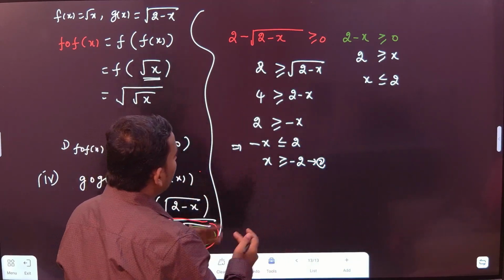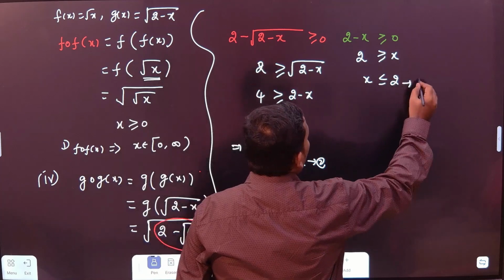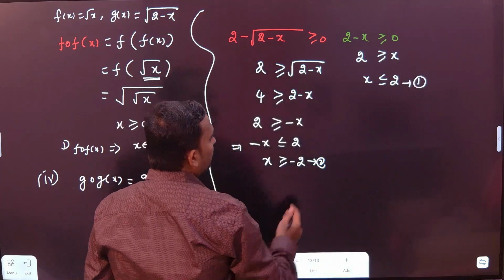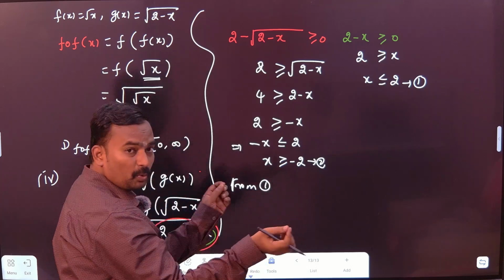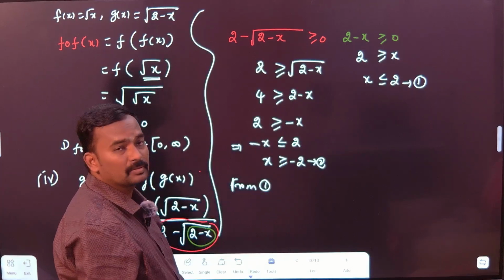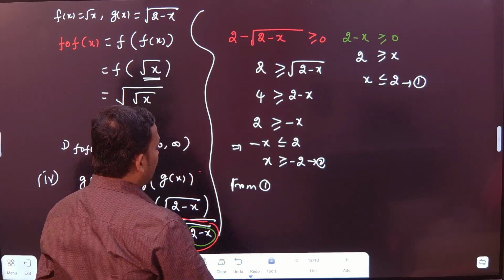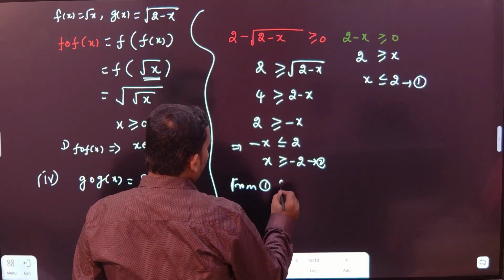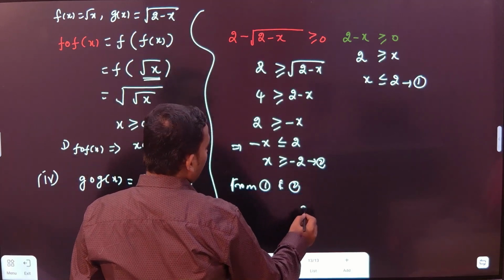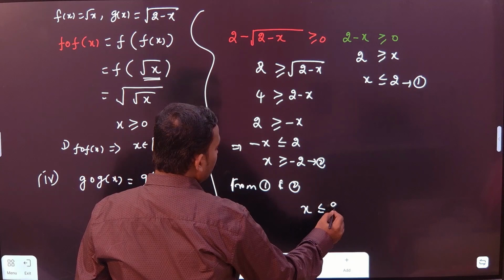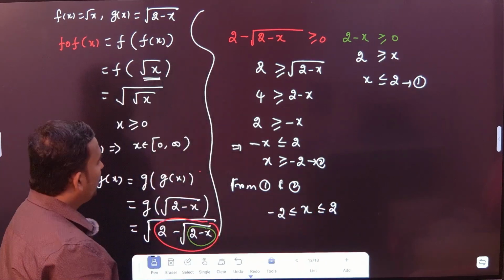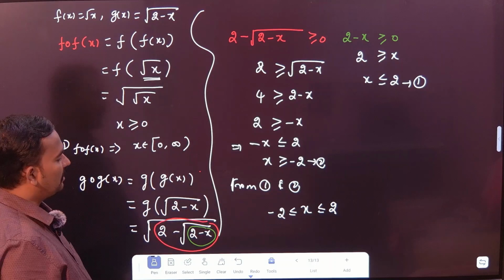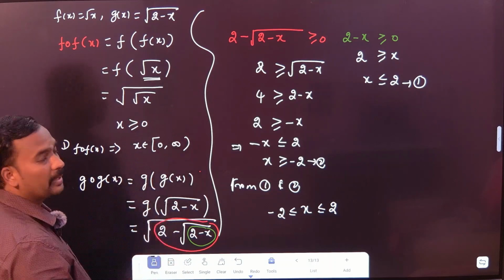Okay. You combine these two things. This is 1. This is 2. Combine from 1 and 2, what can we say? We need both the conditions. That's why we are combining these two things, right? So from 1 and 2, what can we say? x should be less than or equal to 2 and x should be more than minus 2. If I take any value other than this interval, this will not be defined.